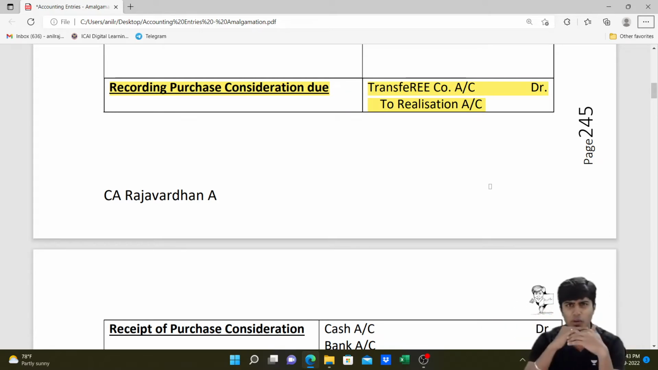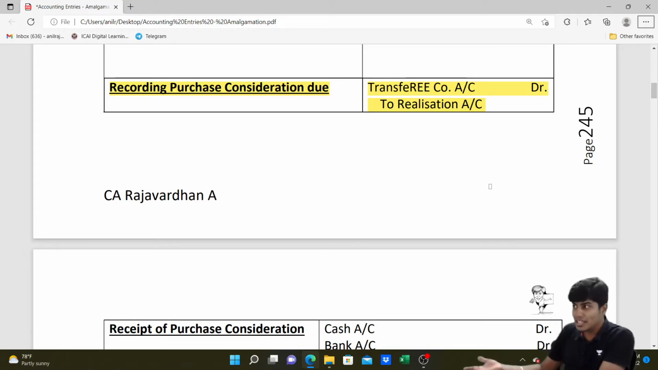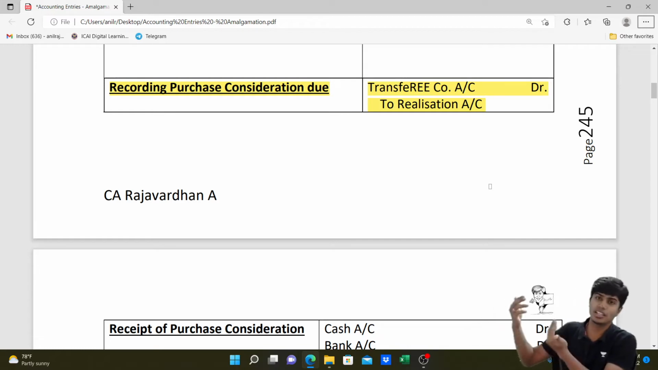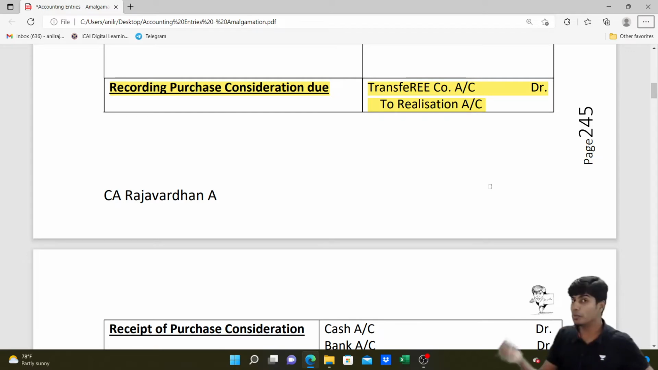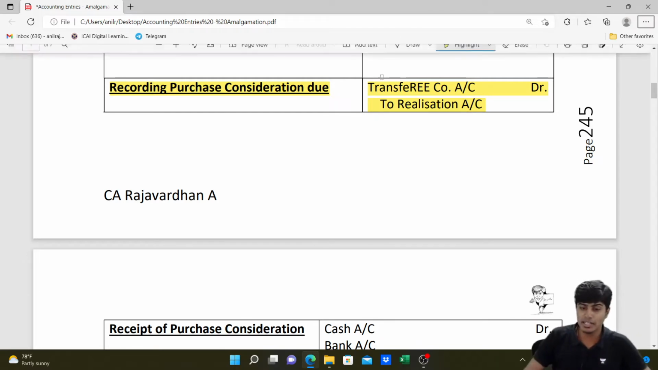So in whichever form I receive, remember we need to debit all of this, because for the transferor company, which I'm liquidating, I'm transferring my assets and liabilities to them. They are giving me cash, they're giving me check, they're giving me debentures, they're giving me equity shares and preference shares. So I'm receiving all of it. So I'll debit it. What would be the credit aspect? I would credit my transferee company.